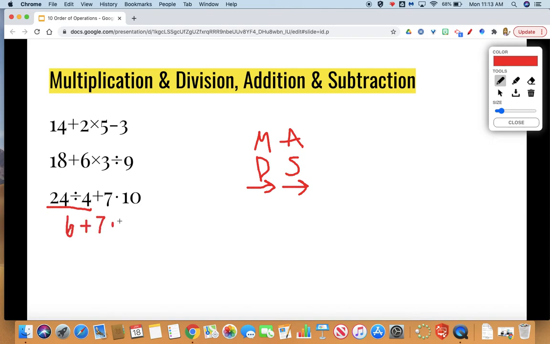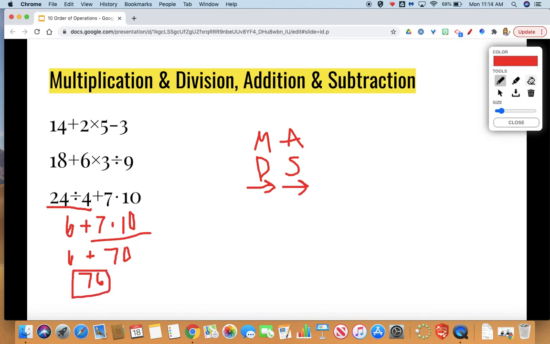Plus 7 times 10. Do I add or multiply next? Multiply, because we have to take care of this step, everything in this step before we can move to that last step. So I'm going to go ahead and multiply 7 times 10 to get 70. And then bring down that first piece, 6 plus 70. That is my answer, 76.